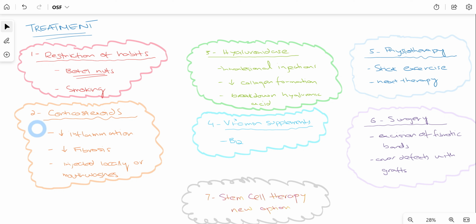Secondly, since there is increased inflammation and fibrosis, we can give the patient corticosteroid. This leads to decrease in inflammation and decrease in fibrosis, and it can be given in the form of local injection and mouthwashes as well. Since there is increase in hyalinization, we can give hyaluronidase. This can be given as an intralesional injection, which will lead to decrease in collagen formation, which is very important for us, and it will lead to breakdown of hyaluronic acid as well. This will help to treat the patients who are suffering from OSF.